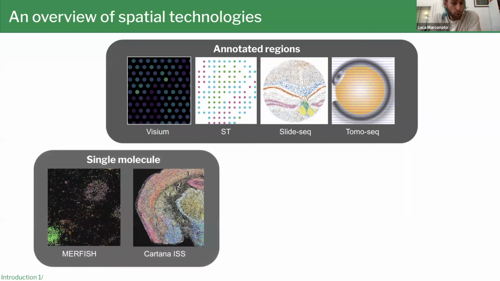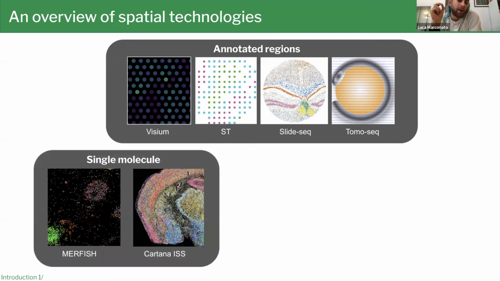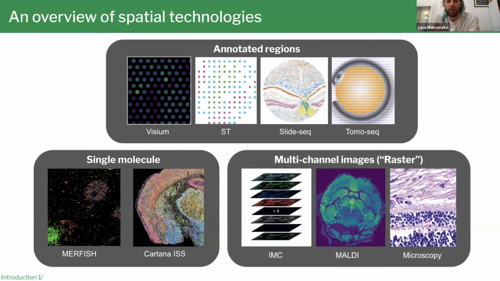The second group is single molecule, and here we don't have areas, we have points. Each point is a single molecule, a transcript or a protein, and there are different methods that give this. And the last one that we identified is multi-channel high-resolution raster images. Raster because this is raster information. And here, even if I said that strictly, microscopy is not a spatial technology, it's convenient from a practical perspective to put microscopy images inside here too.